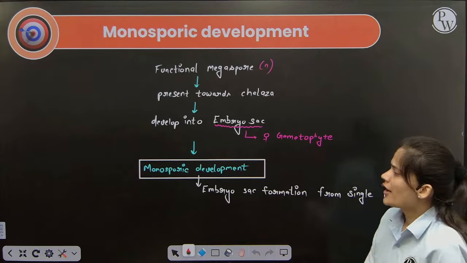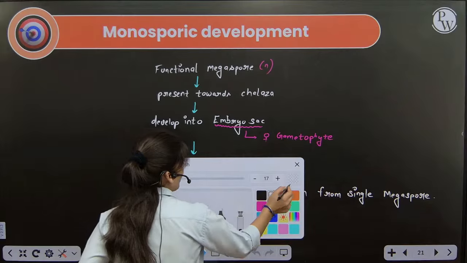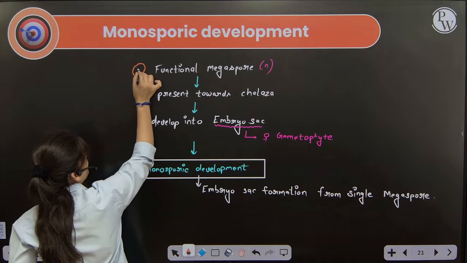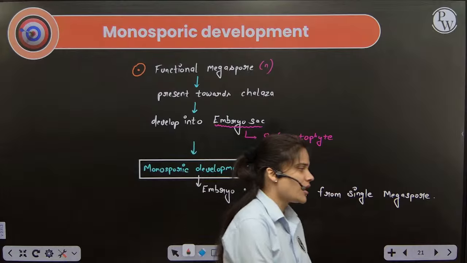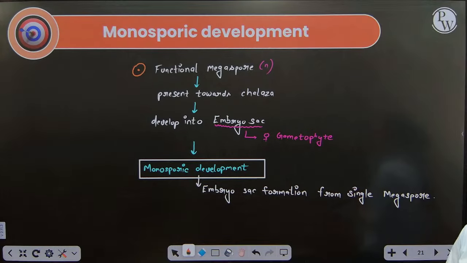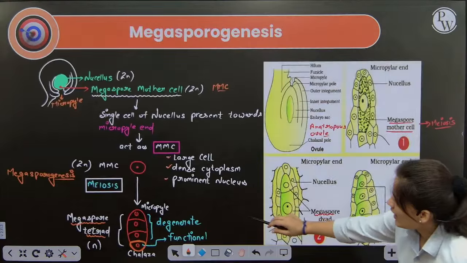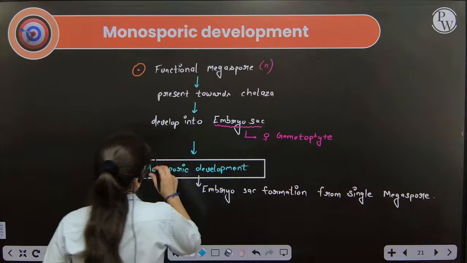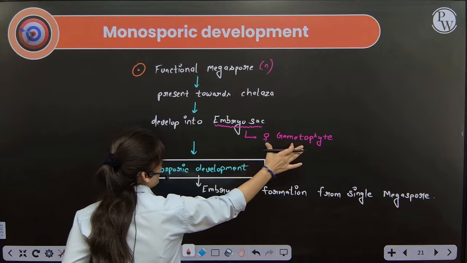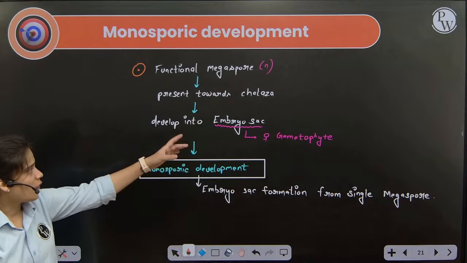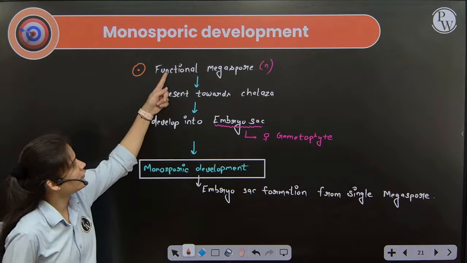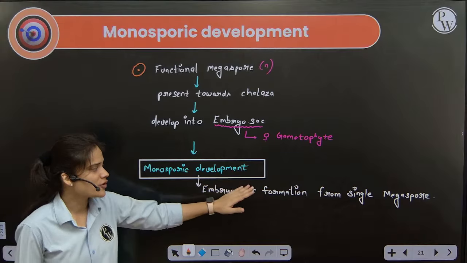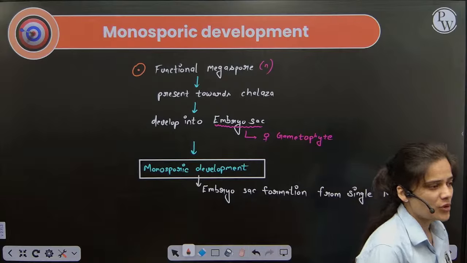Next. Now, what is monosporic development? The functional megaspore. Is that present towards the chalazal or the micropyle end? That megaspore is present towards the chalazal end. This functional megaspore develops into the embryo sac, that is the female gametophyte. This complete process of formation of the female gametophyte from one functional megaspore is known as monosporic development. Embryo sac formation from a single megaspore.